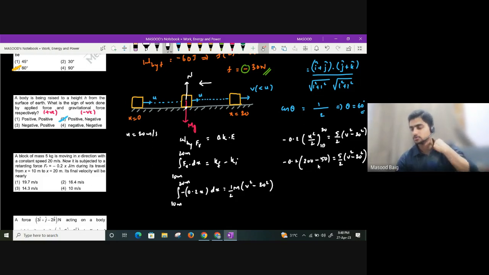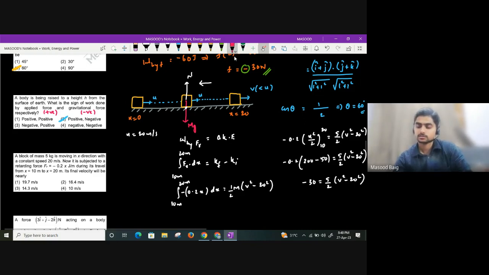150. Yes or no? 150 into 0.2 if I do, I'll get it as near about 30, I guess, guys. 0.2 into 150 will be 2 into 15, which is minus 30. So minus 30 will be 5 by 2 into v square minus 20 square. So minus 60 will get, and 5 ones, 5 6 you can write. So what will I get?